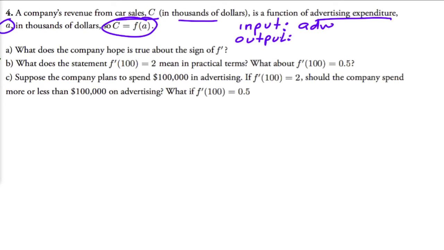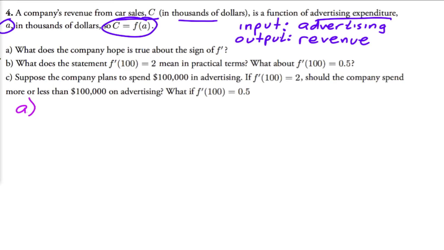So advertising in thousands of dollars, and the output is revenue from car sales. So what it's saying basically is you spend a certain amount of money on advertising, and then the revenue goes up or down depending on how much you spend. So, just sort of thinking of it in real life, the more you advertise, the more sales you make, so the more money. But there comes a certain point where you over-advertise and you're spending more money on advertising than it's really worth. So that's basically the situation that we have here.